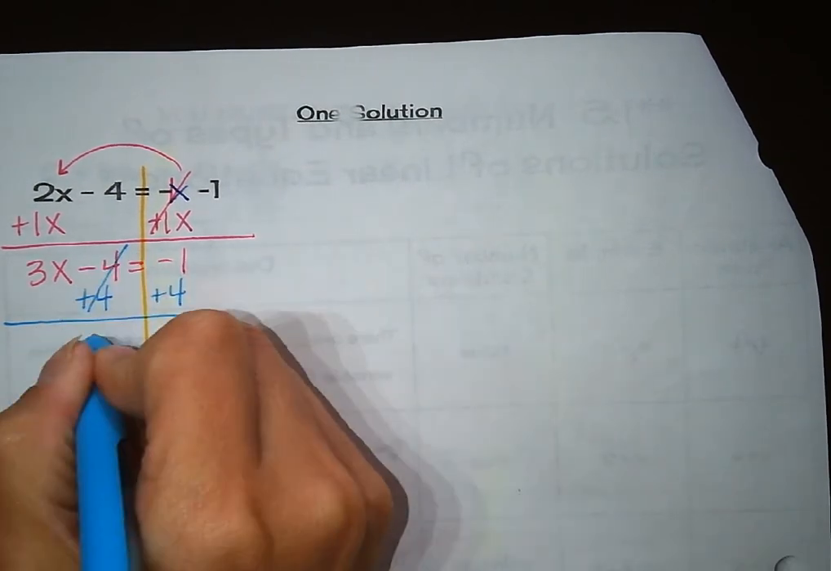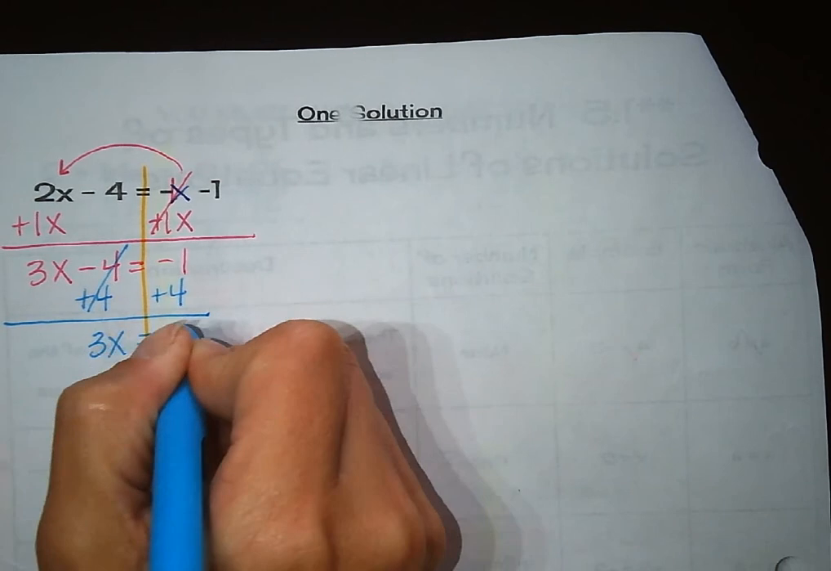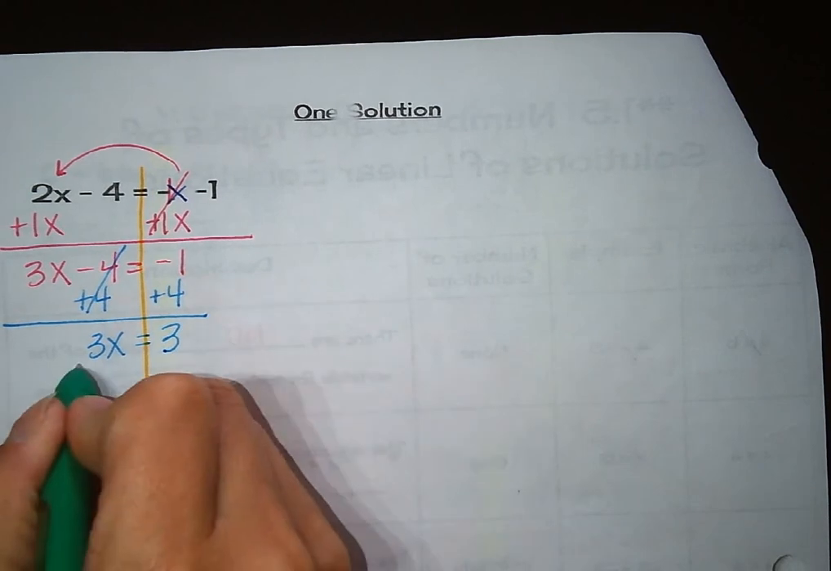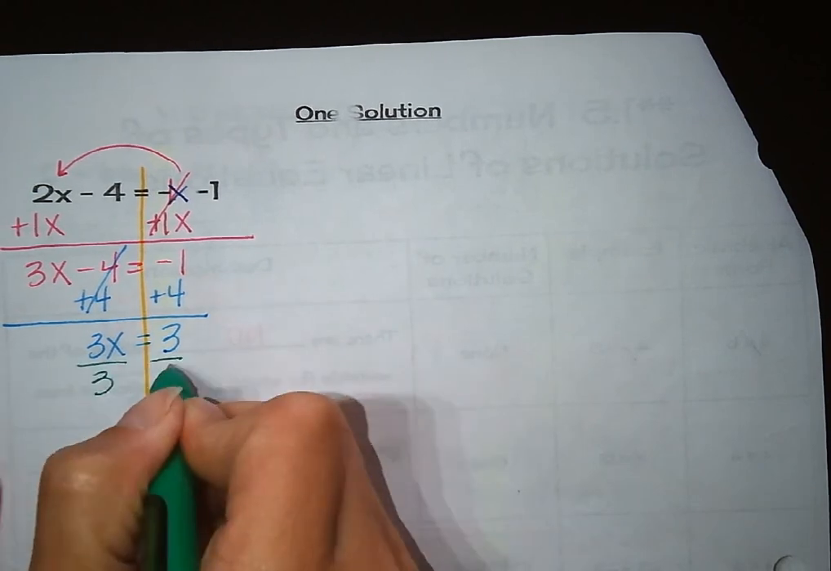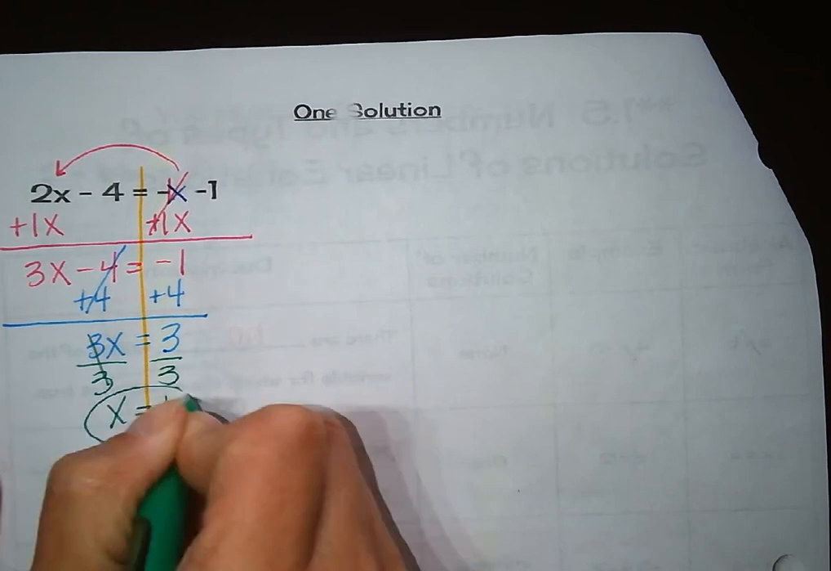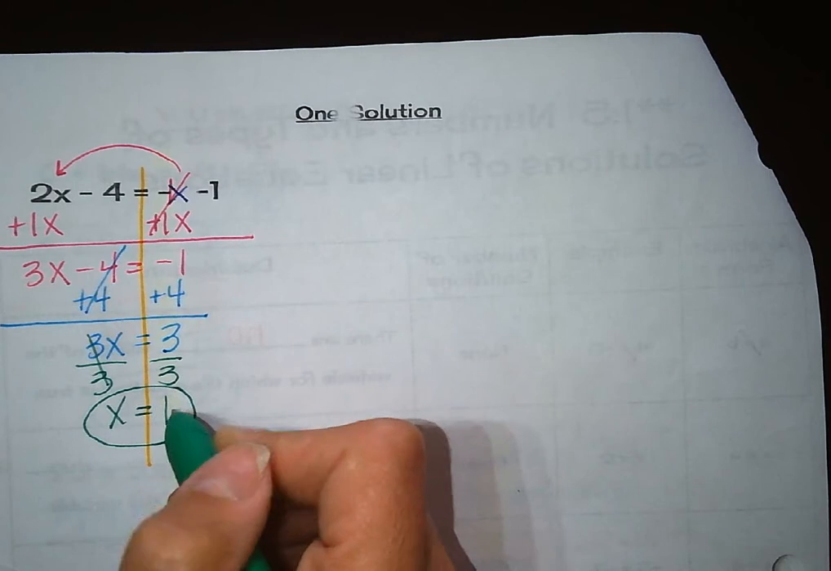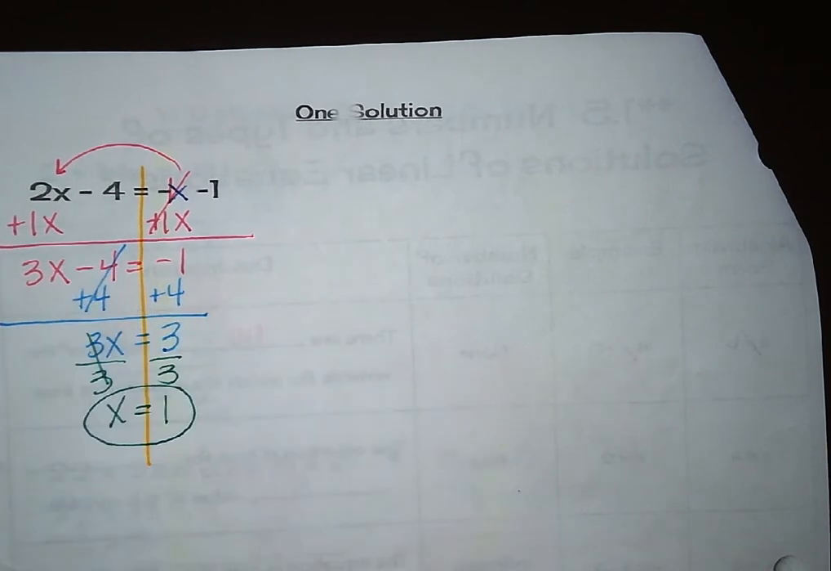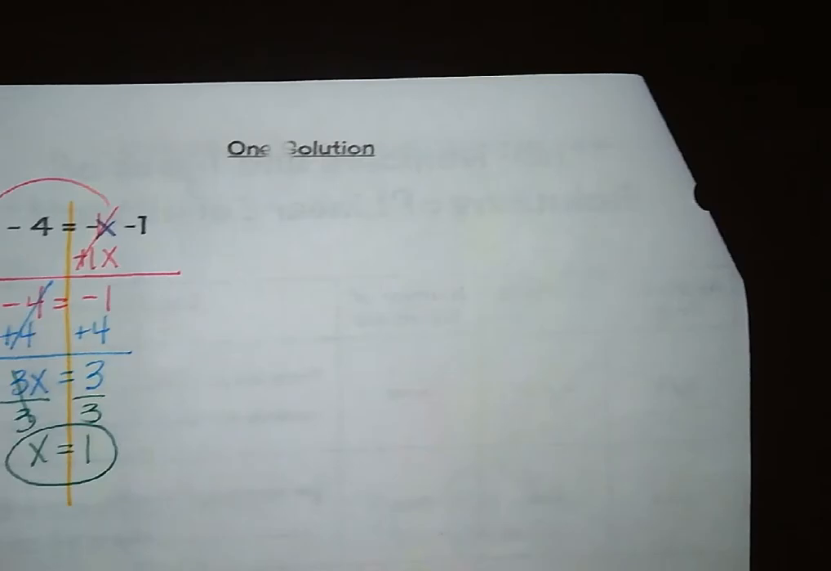I have 3x is going to be equal to 3. Now I've multiplied by 3, so to undo multiplying by 3, I have to divide by 3. So x is going to be equal to 1. So what this means is that if I plug in this value of 1 up here, it's going to make that equation true. So let's try that out.